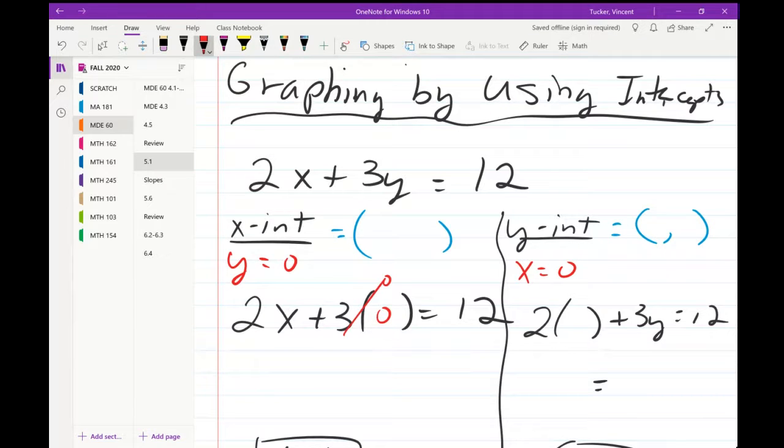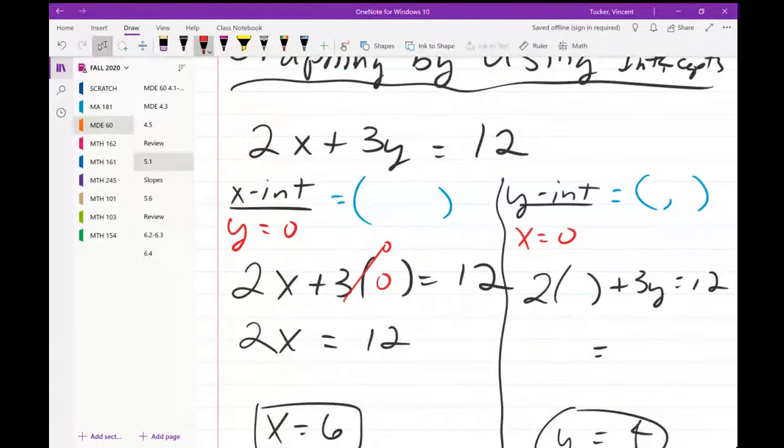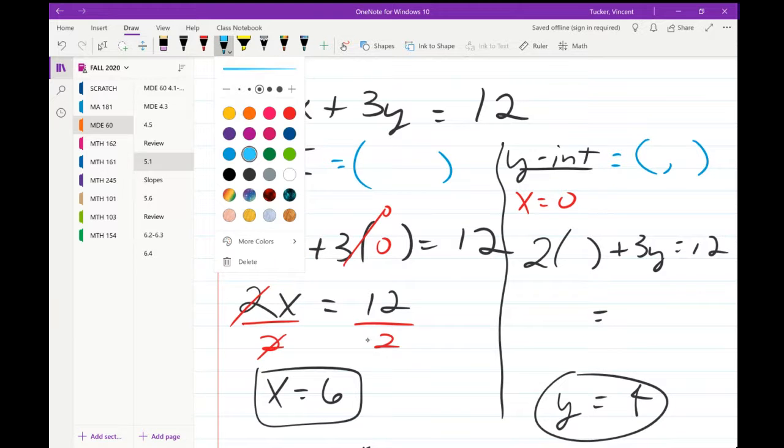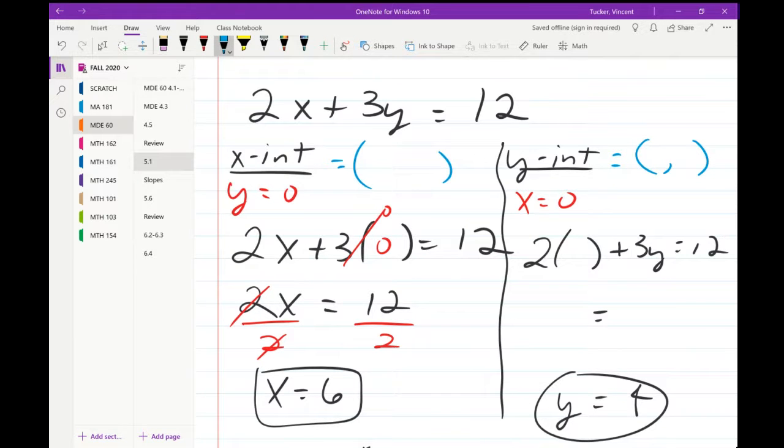3 times 0 is 0, so that'll be 2x equal to 12. Divide by 2, and x is equal to 6. So the ordered pair here is (6, 0). Remember, your x is always first, then y, in your ordered pair.